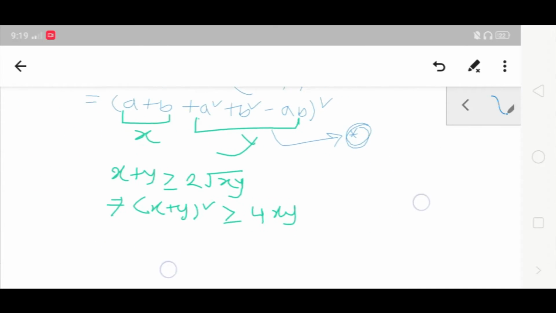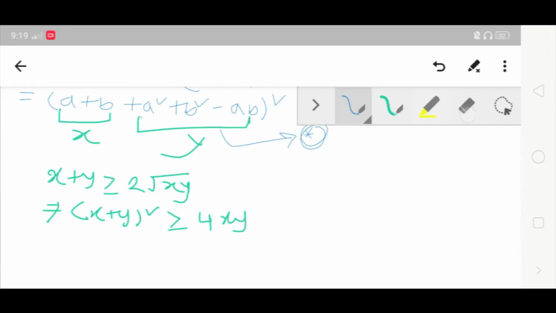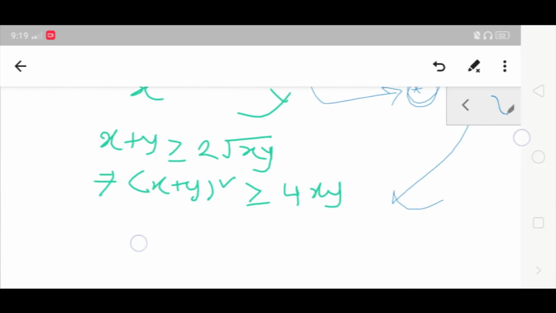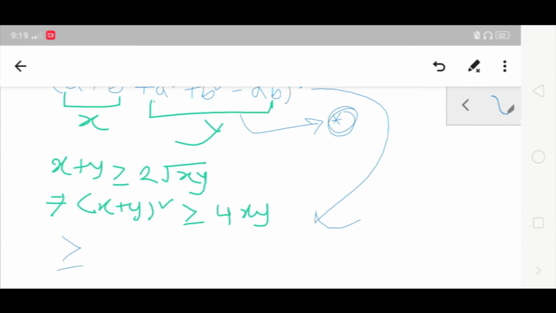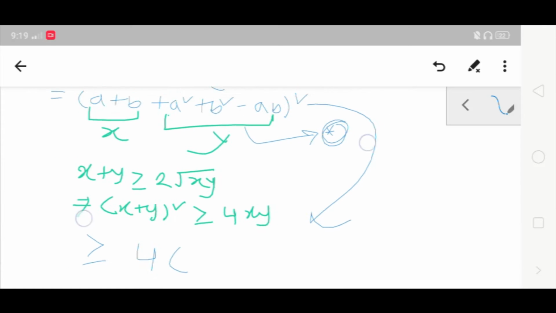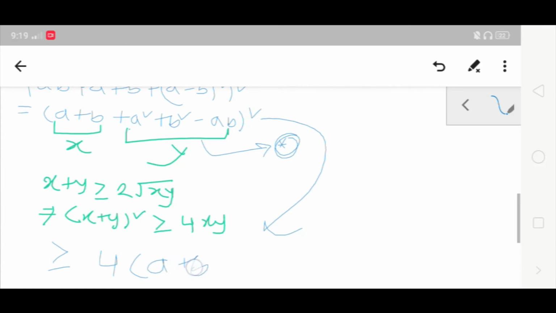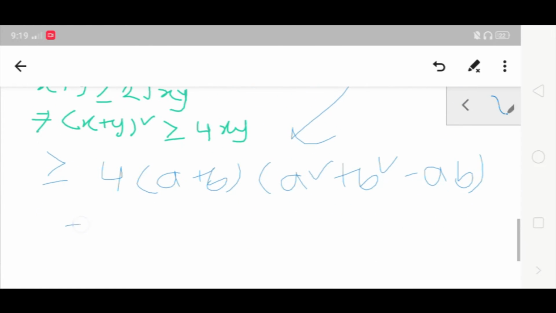Now what we get from this is very easy and obvious: this is equal to 4 times x, which is a plus b, and a squared plus b squared minus ab, which is actually equal to 4 times a cubed plus b cubed.